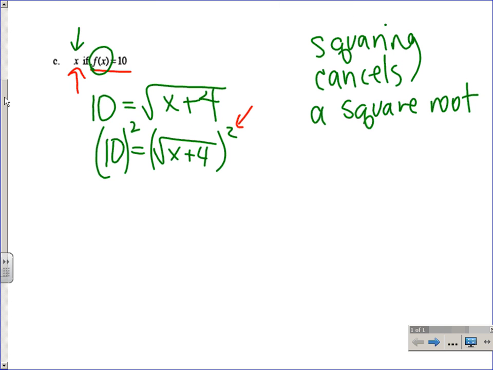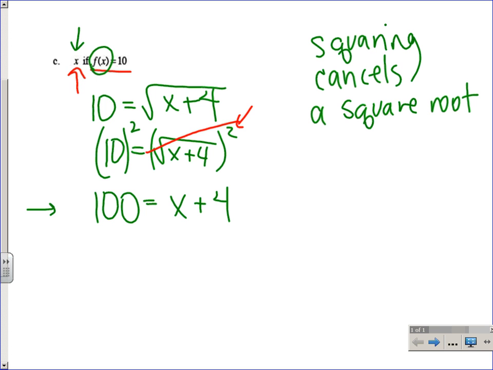All right, let's work left to right. What is 10 squared? Oh, it's 100. 10 times 10 is 100. Like I said, now this square and this root cancel. So I have x plus 4 remaining. What is underneath the root stays exactly the same. You're not squaring inside the root because the root canceled. That's what the square did. It just canceled the root. It did not affect anything inside of the root. Now I have an equation that's much simpler to solve.